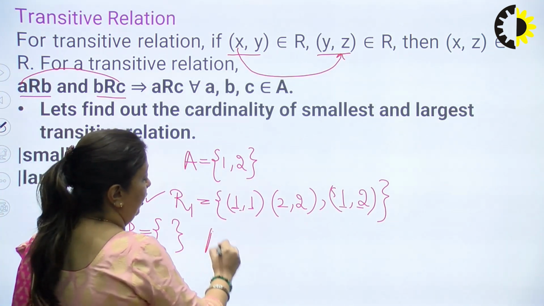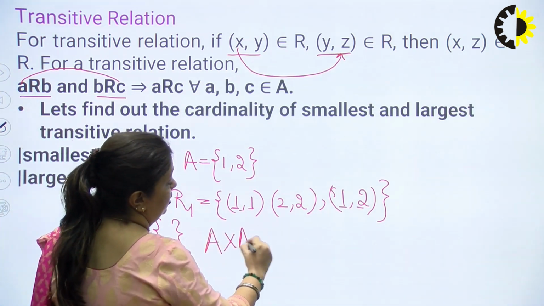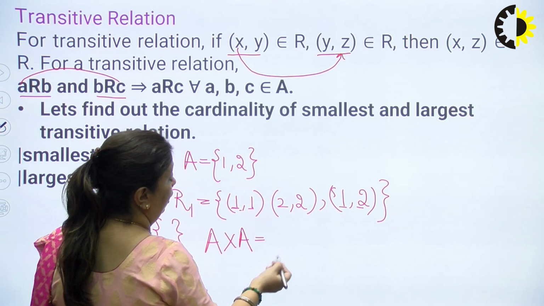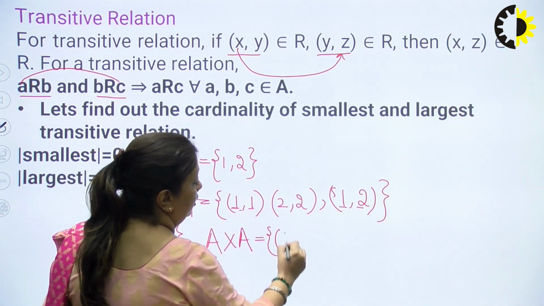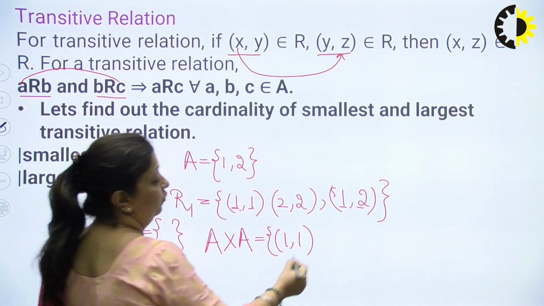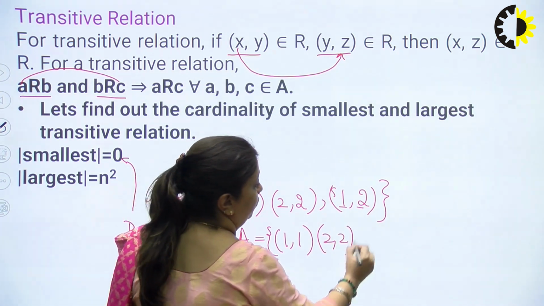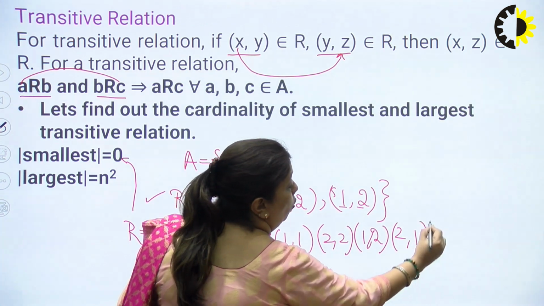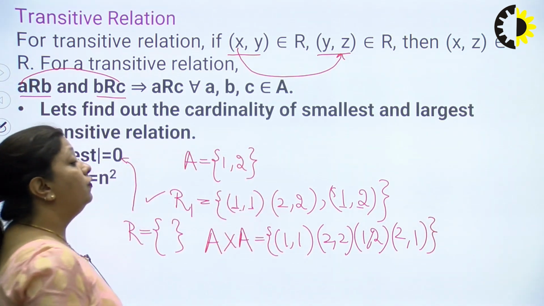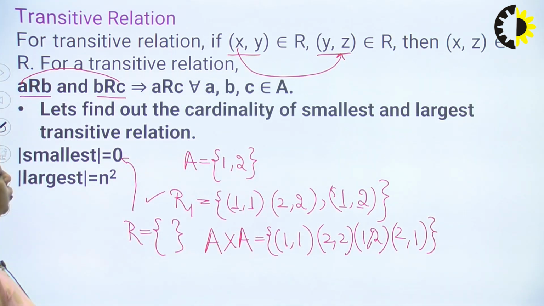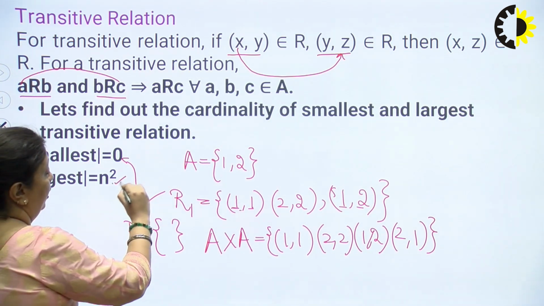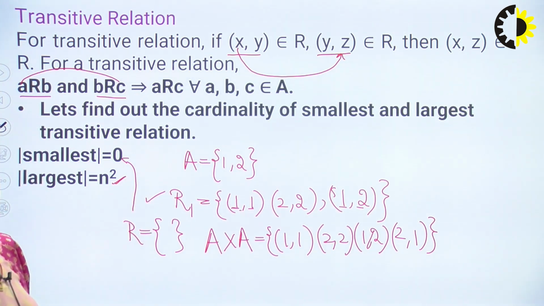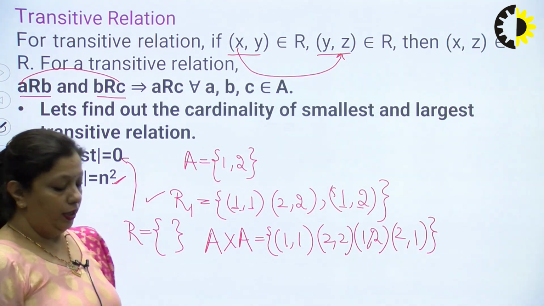Now, if I take my entire A cross A, this A cross A will contain all the elements which are possible. Like for this particular example, it will have 1, 1, 2, 2, 1, 2 and 2, 1. So, this is always going to be transitive. So, that means the cardinality will be n square, because A cross A will always contain n square elements.